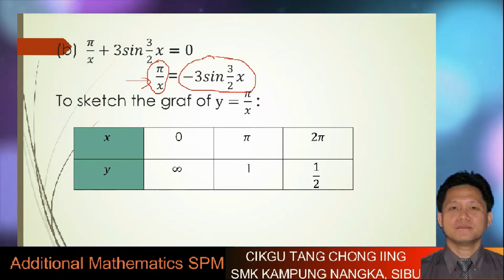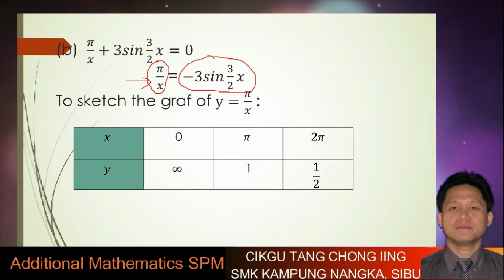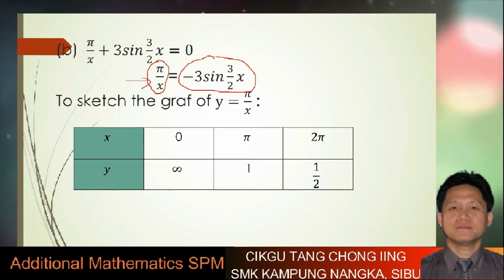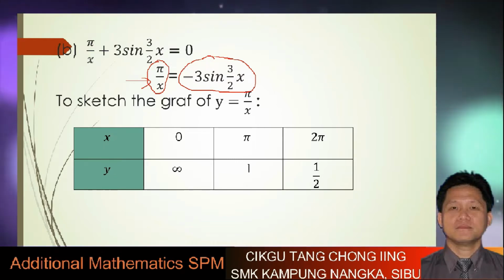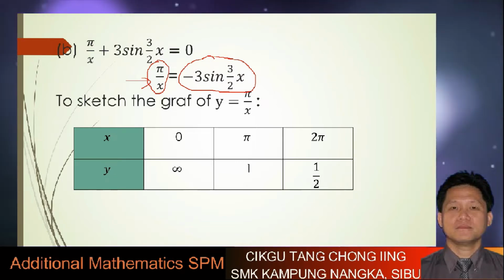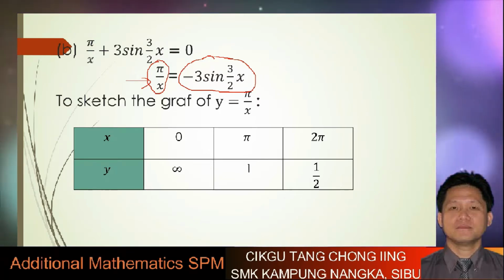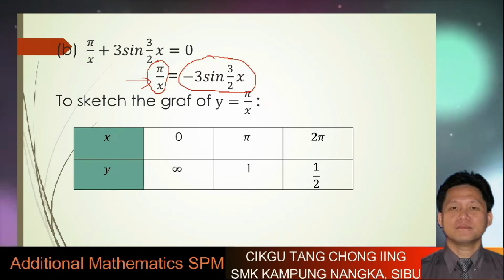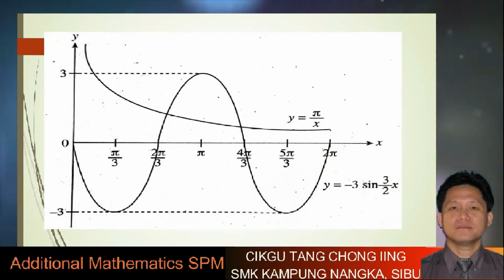Because it is pi per x, when x is equal to 0, then y is infinity, meaning undefined also, but you will not touch the y-axis. But when x equals pi, then you have 1, x equals 2 pi, then you have 1 over 2. Alright, so now let's look at the graph.